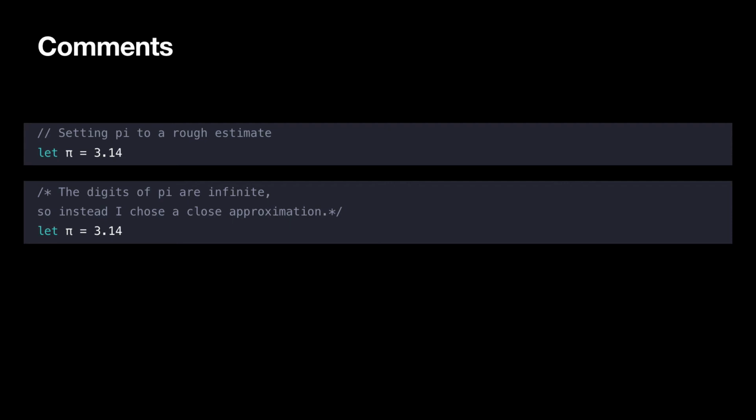If the comment is on a single line, you can use 2 slashes. If you do have a multi-line comment, you can use the asterisk and a slash like you see in the slide here.